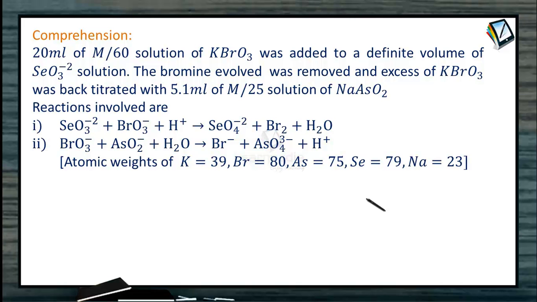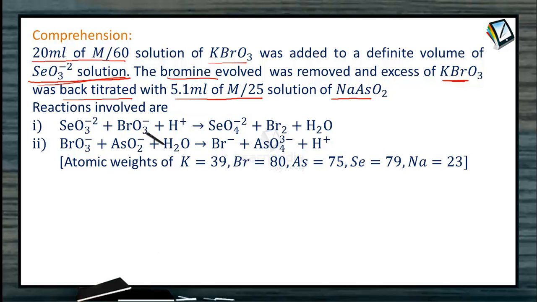Next one is comprehension. 20 ml of M/60 (1/60 molar) solution of KBrO3, potassium bromate, was added to a definite volume of selenite solution. The bromine evolved was removed and the excess of KBrO3 was back titrated with 5.1 ml of M/25 solution of sodium arsenite. Reactions involved are given.